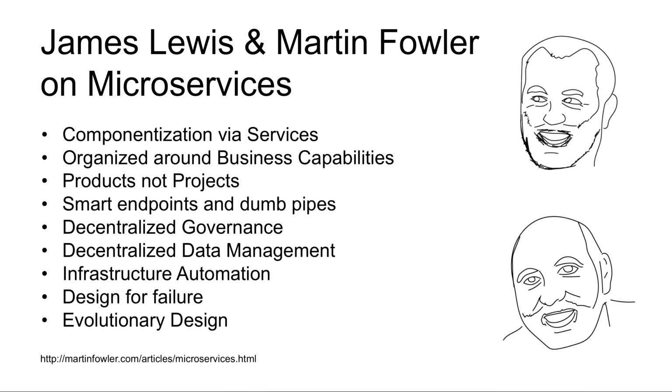If we look for a definition, we could go to James Lewis and Martin Fowler, right? Martin Fowler has an article on his blog. James Lewis and Martin Fowler wrote it together. I've listed the characteristics they define. There's 9 of them. If you go to the page, you're not going to see 9 characteristics listed like this. What you'll see is a 3,000, 4,000 word description of what microservices are.